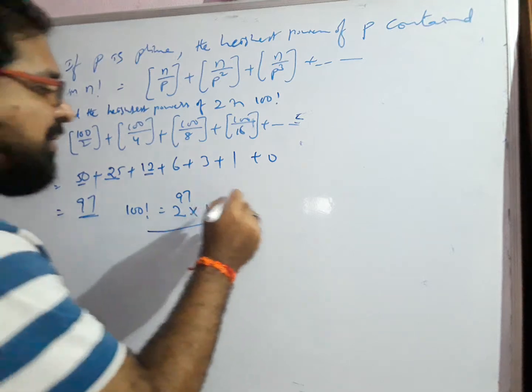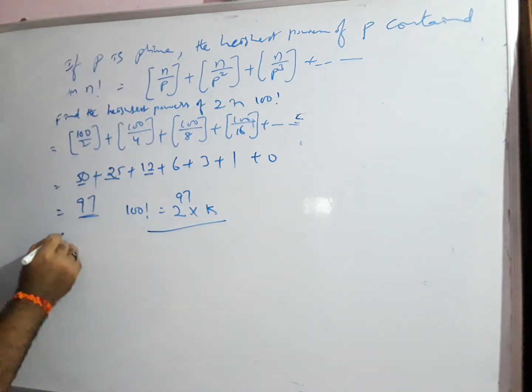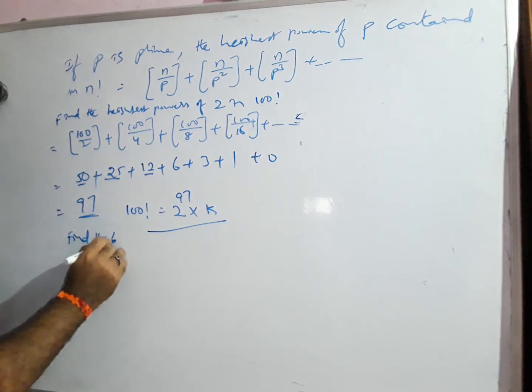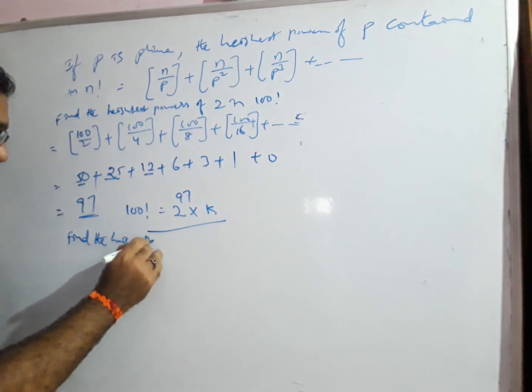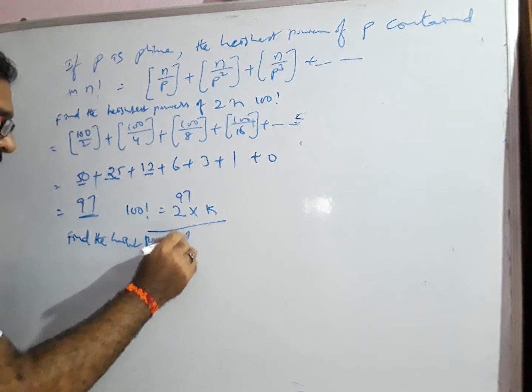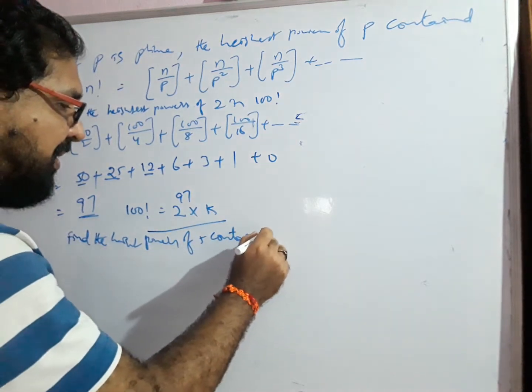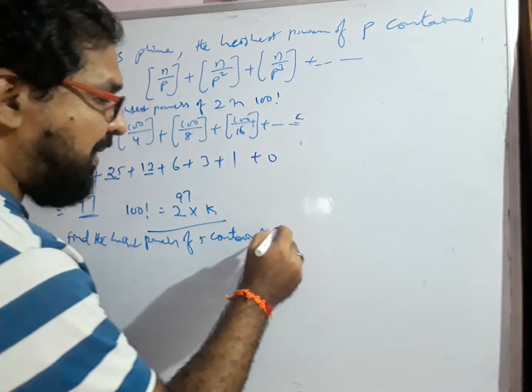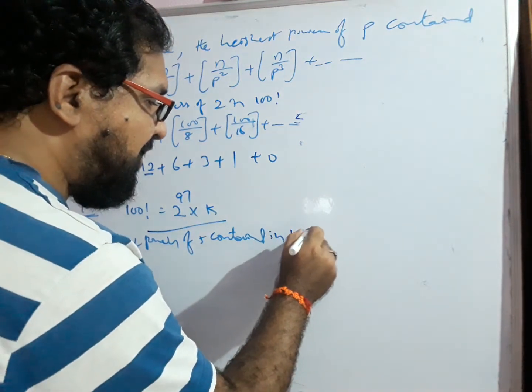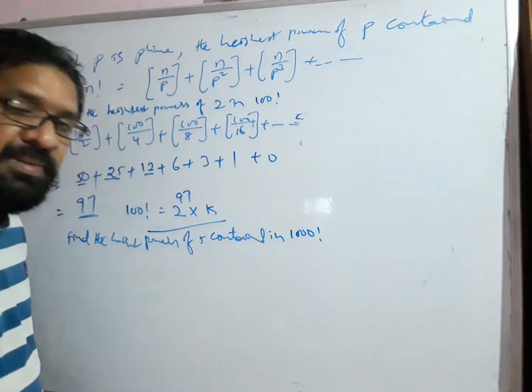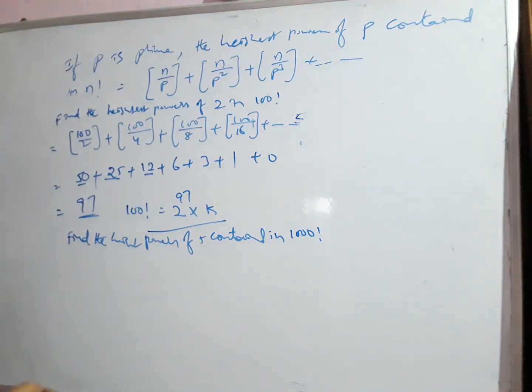One more question: find the highest power of 5 contained in 1000 factorial. Highest power of 5 contained in 1000 factorial.